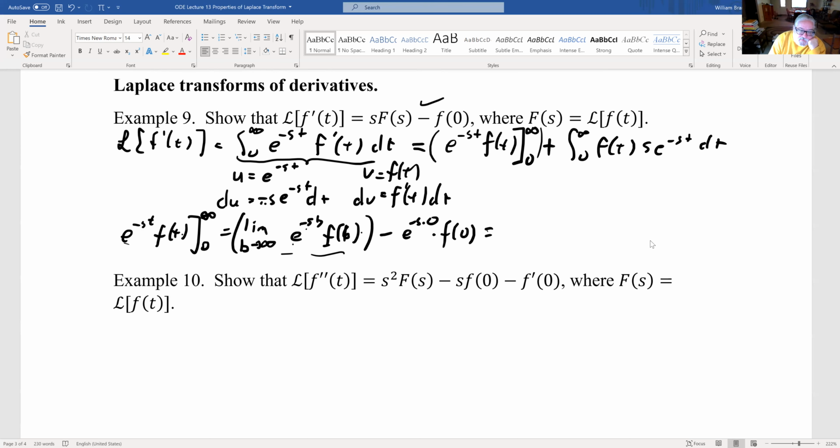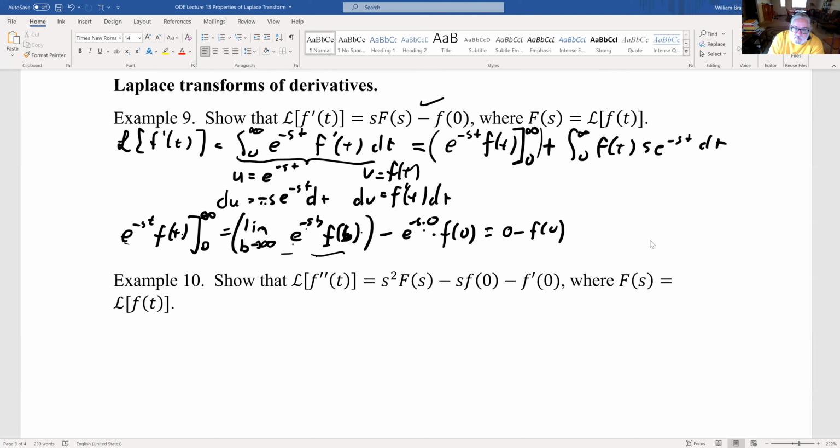This is a b here. So we want e to the minus sb times f of b to actually go to 0. And that puts some limits on what functions can have Laplace transforms. That is an interesting thing in math to study. But all our functions are nicely behaved, so we can just assume that these limits exist and go to 0. So this becomes 0 minus f of 0, because this is just 1.